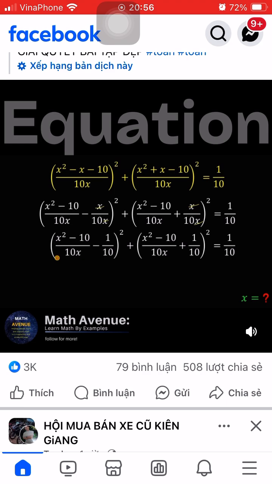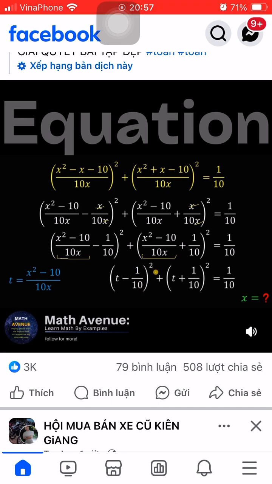Now, from here, we have two terms that are the same thing. So why not? Let's replace this with another variable, and let's call this t. So let t be equal to x squared minus 10 over 10x. So our equation now becomes t minus 1 over 10 raised to the power of 2 plus t plus 1 over 10 raised to the power of 2 equals 1 over 10. So this is now very simple.